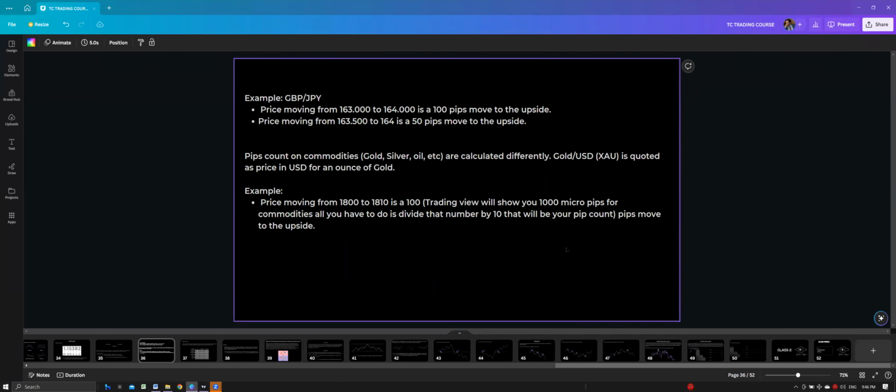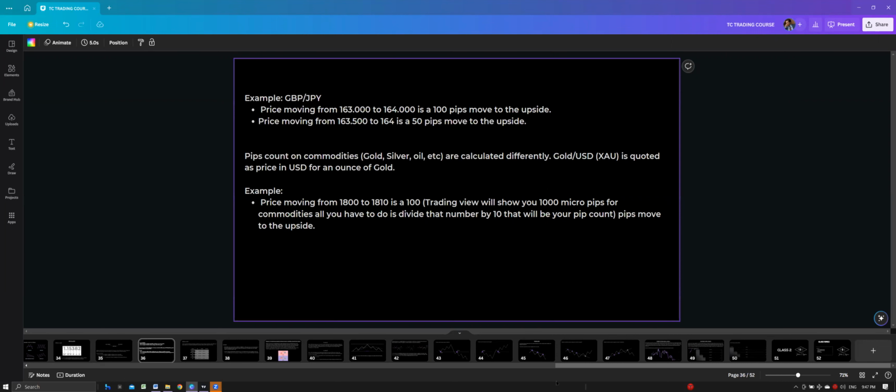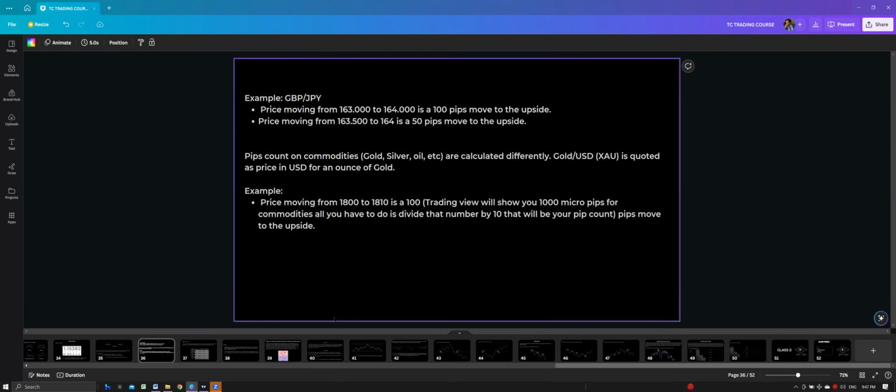And you need to understand the pip, how many pips everything is, how to measure it on your chart, because once we enter the trading section of the course, you'll need to understand how to calculate your lot sizes according to your stop loss, and your stop loss is obviously calculated depending on the amount of pips, right? So get a bit proficient and practice understanding how many pips your pair has and how it moves.